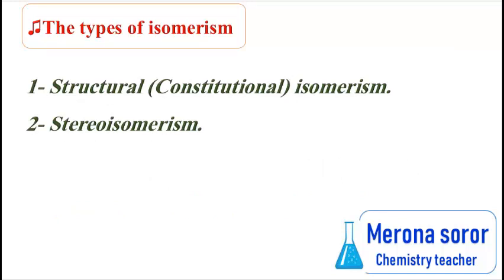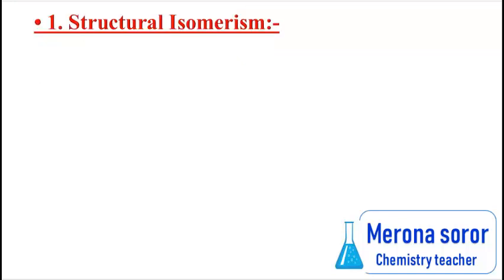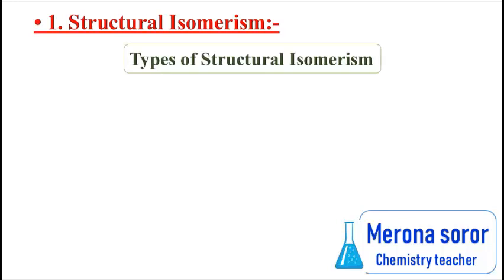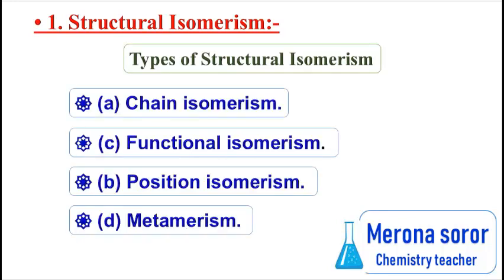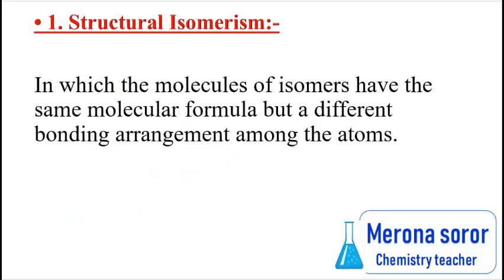Number 1, structural isomerism. Number 2, stereoisomerism. The first type is structural isomerism. Types of structural isomerism. Structural isomerism is divided into 4 types: chain isomerism, functional isomerism, position isomerism, and metamerism. Structural isomerism, in which the molecules of isomers have the same molecular formula but a different bonding arrangement among the atoms.